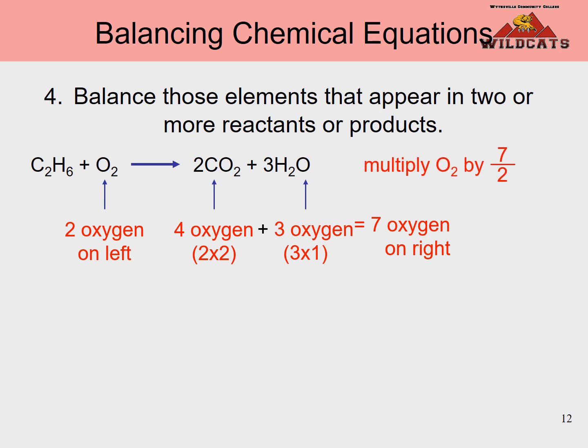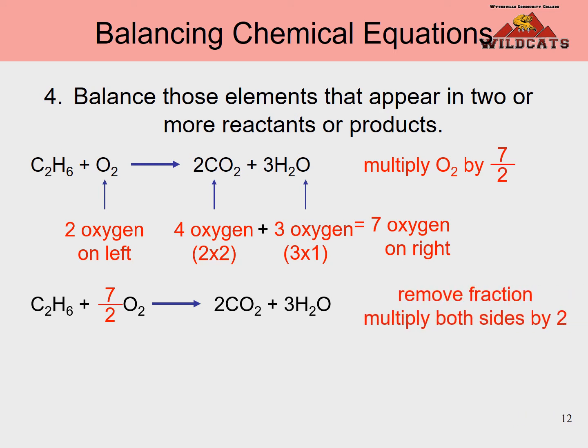Well, if I multiply the oxygens by 7 halves, we put a 7 halves in front of O2. The issue we run into is we typically deal with whole number coefficients. Could we leave this as a fraction? Yes, but it's not appropriate. So we're going to multiply both sides of the whole equation by 2 to remove that fraction. And so we end up with 2C2H6 plus 7O2 gives 4CO2 and 6H2O.